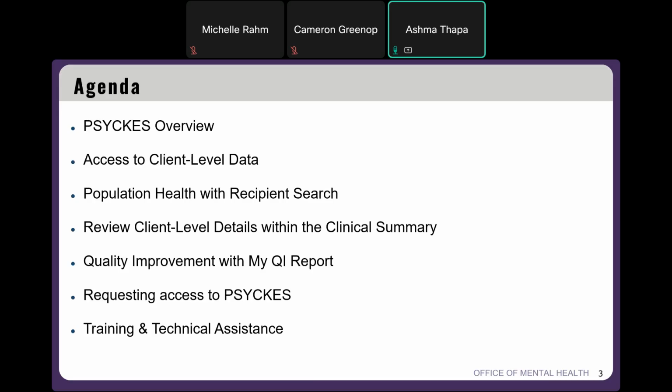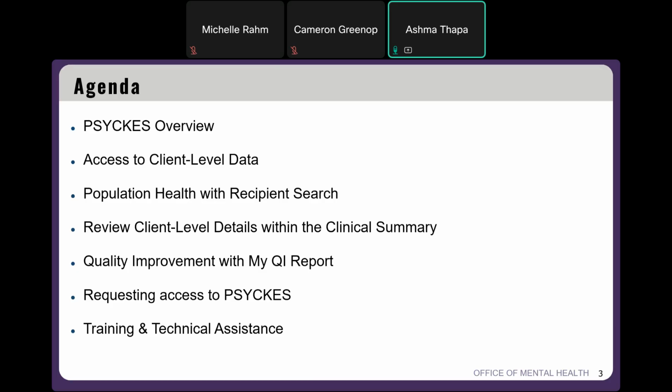We will also go over our recipient search features, and this is where we have our population health cohort filters. For example, you can utilize this feature to apply specific CCBHC filters that might be of interest in regards to the work that you do. We will also take a look at the client level details within the clinical summary, and we will move on to quality improvements with my QR reports. We will then take a look at our quality indicators we have in our application that might be useful for you. As you may have noticed, all of these topics focus on different features within the application.